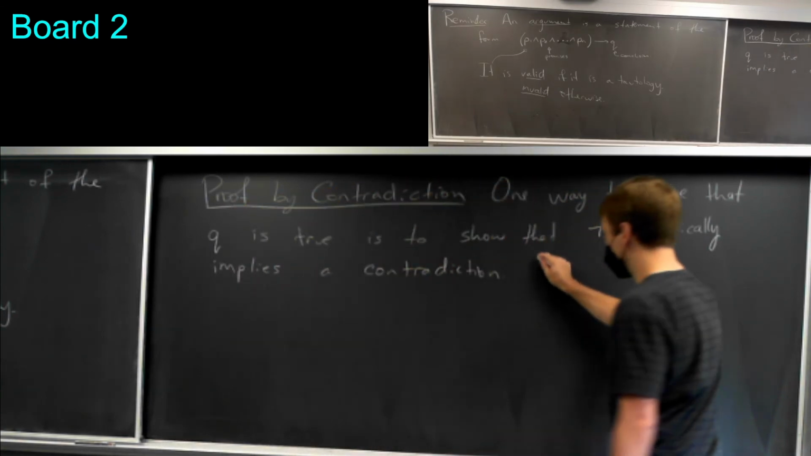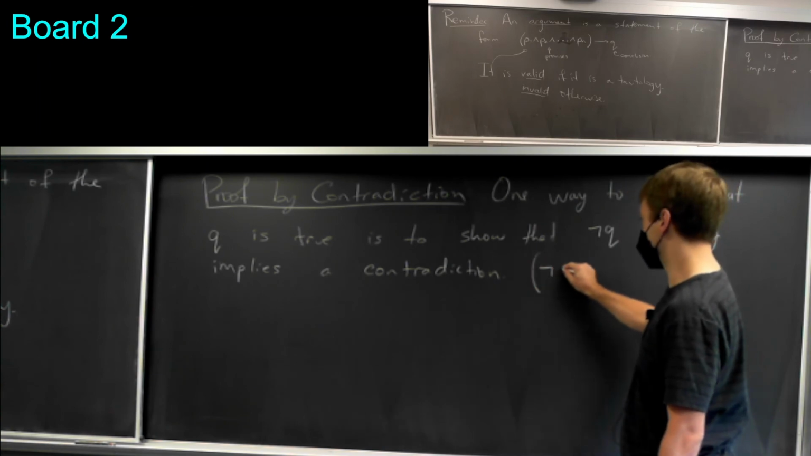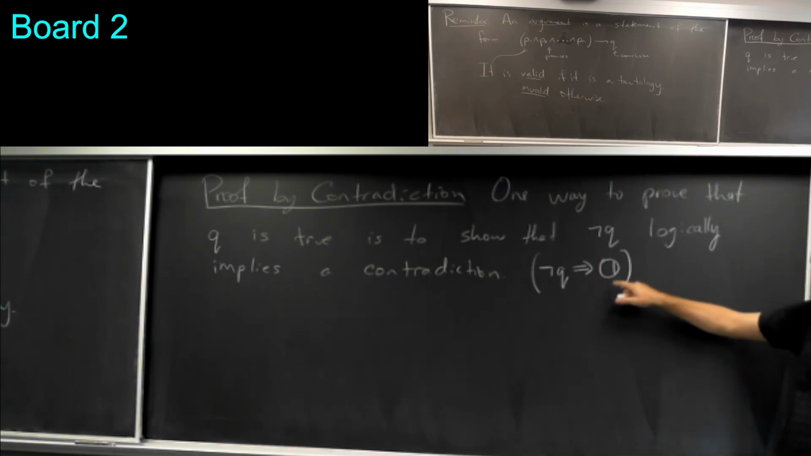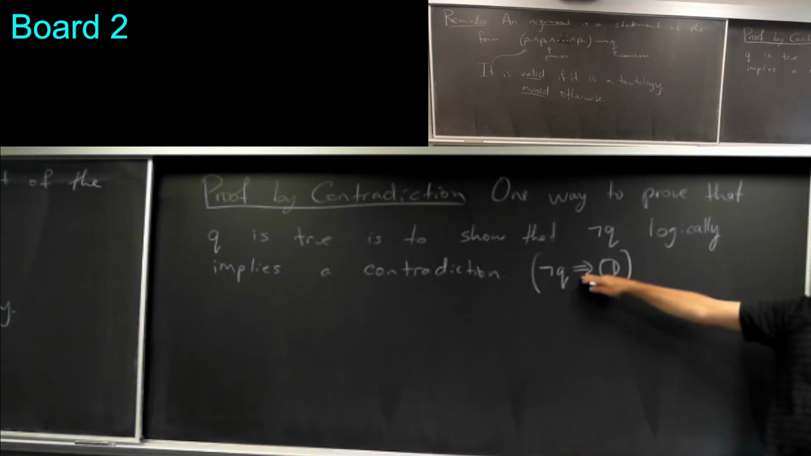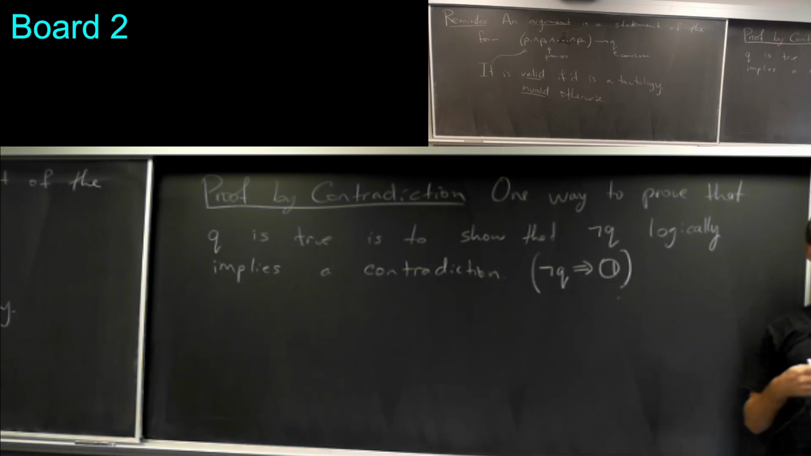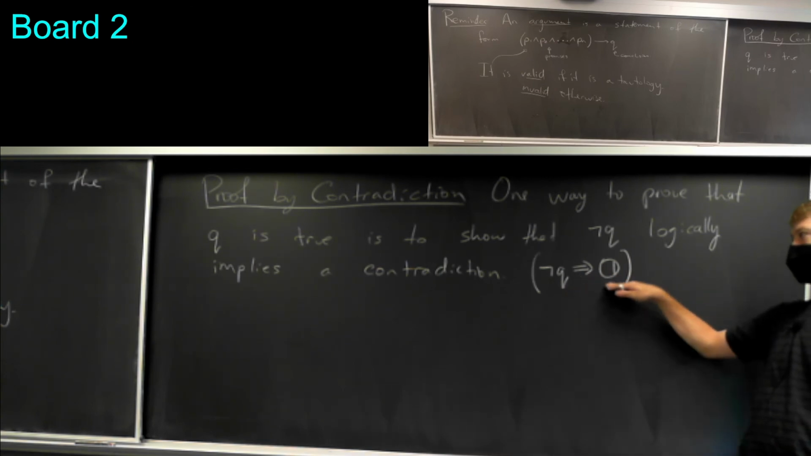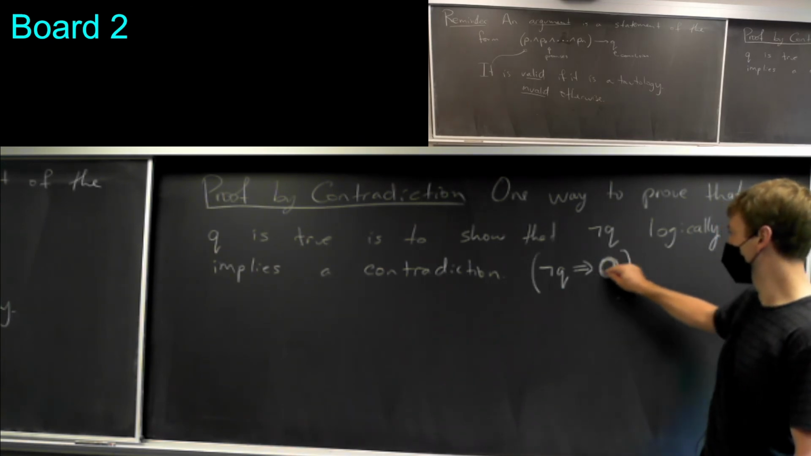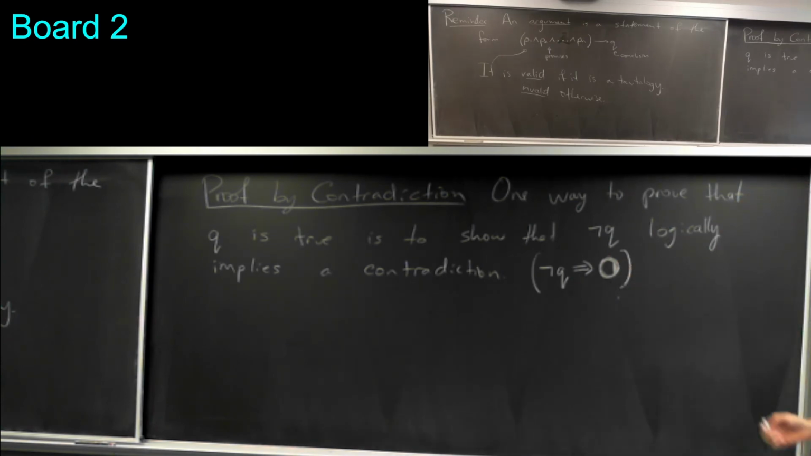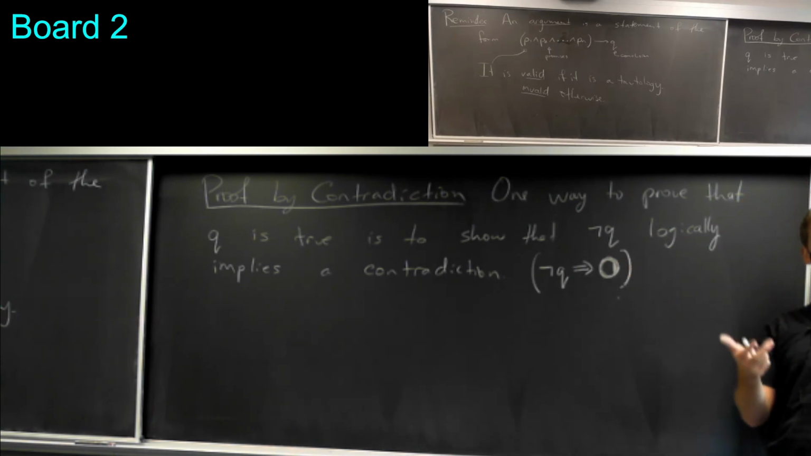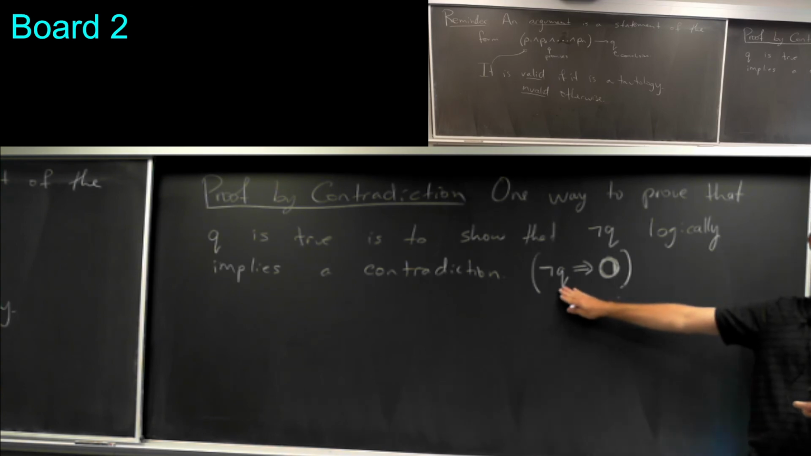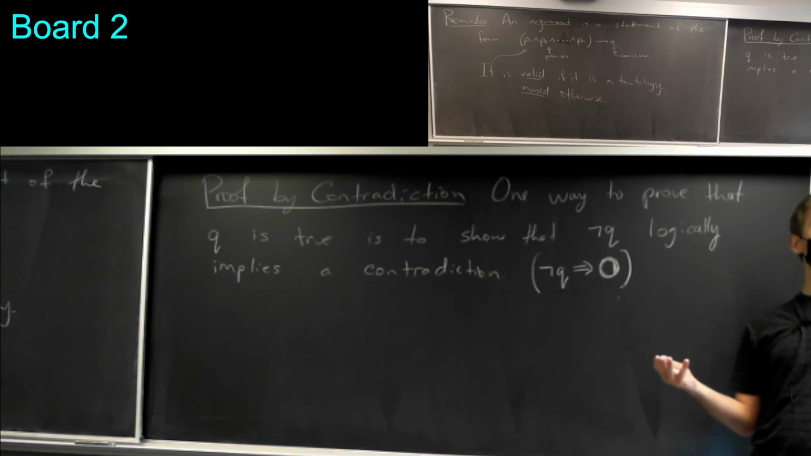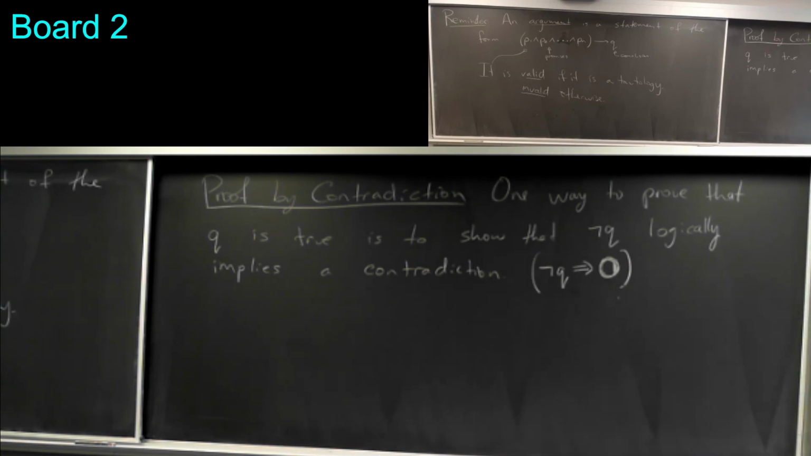In other words, remember, we know what not Q is. Remember, this logically implies symbol means that this implication is a tautology, and this is a contradiction, so a bold 0. So whenever I assume that Q is false, it leads to a contradiction, then there's no way that Q could have been true. Is that clear?